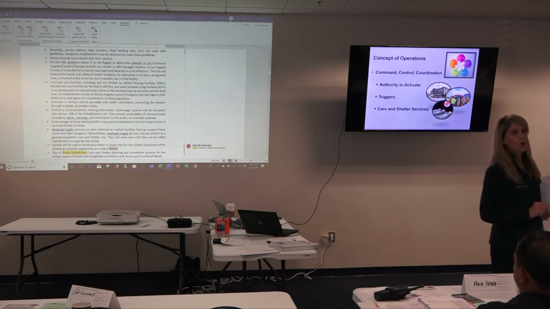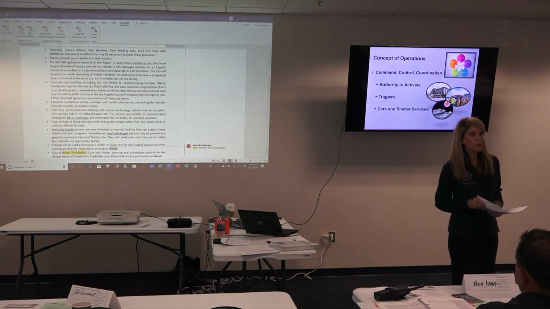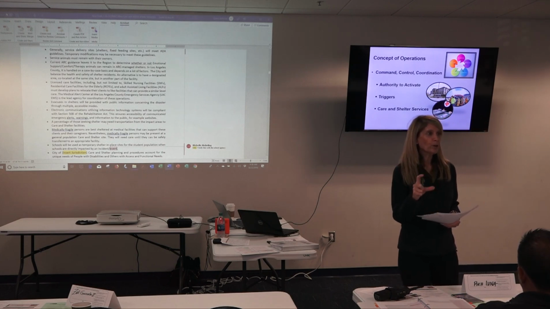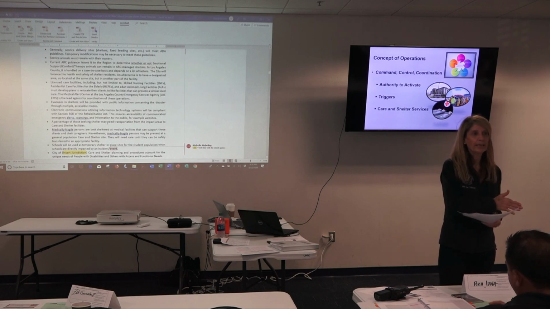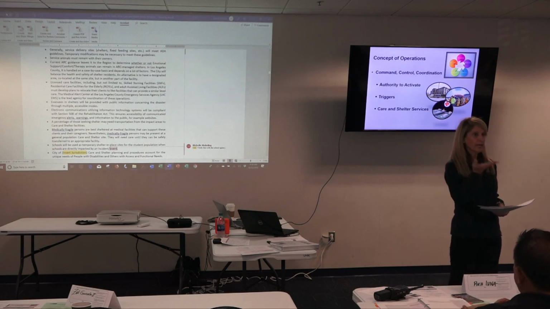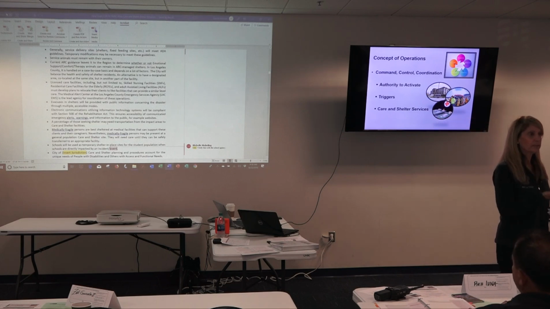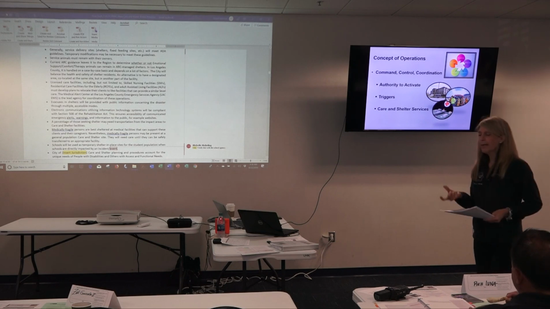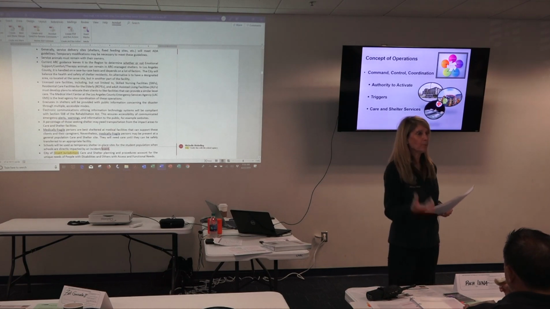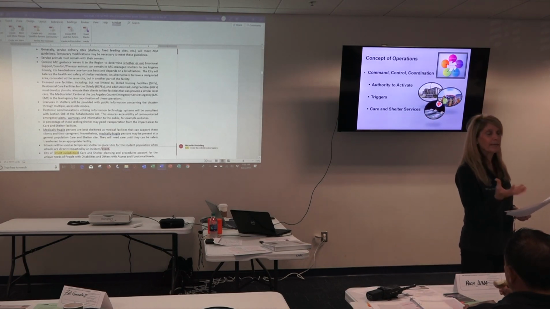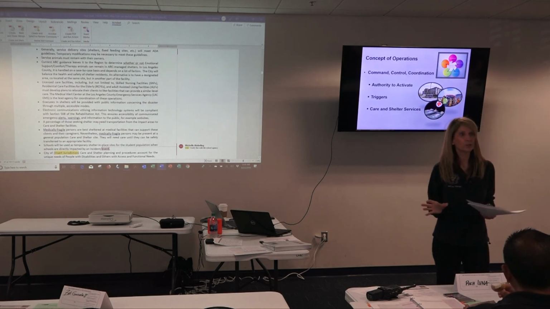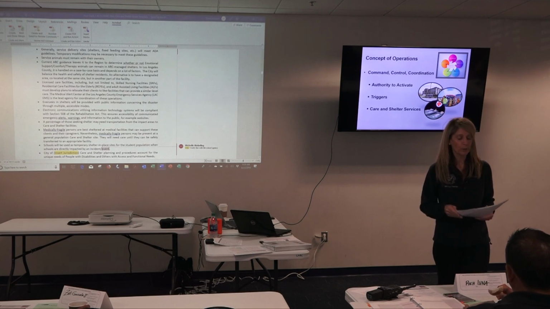An annex is also a standalone plan, but it may have sections in it where you cut corners by referencing back to another annex or the EOP. But if the reader picks it up, they should be able to read through that plan and have a sense of what you're trying to describe. An appendix is attached to an annex. In other words, you can't pick up an appendix and read it by itself and have a clear understanding of the full care and shelter operation, or any operation that you're describing.